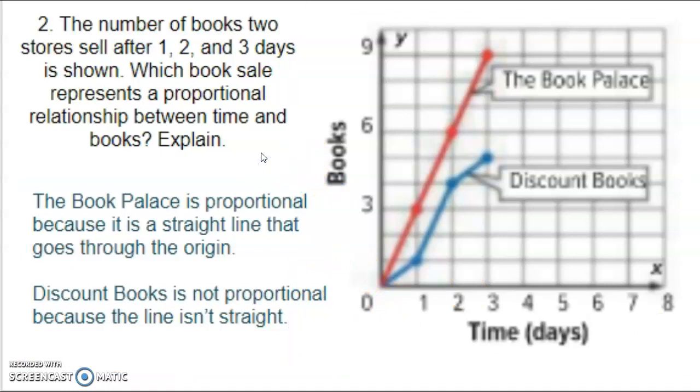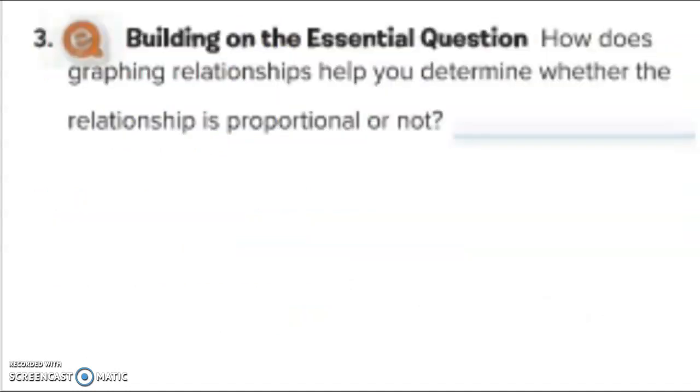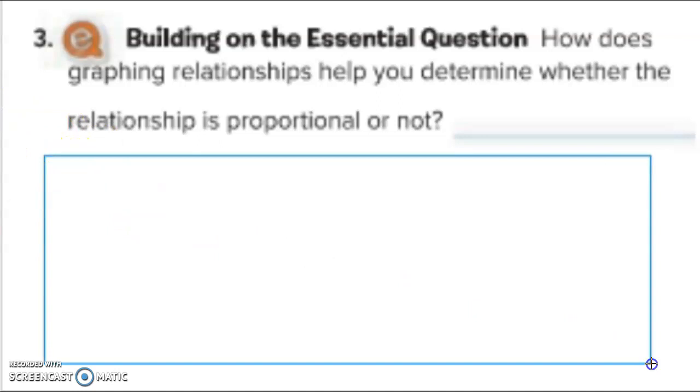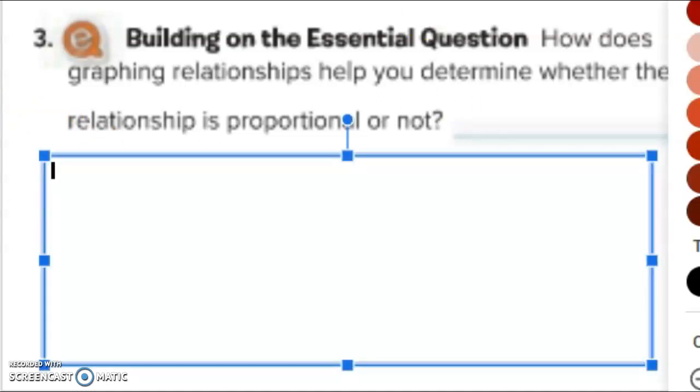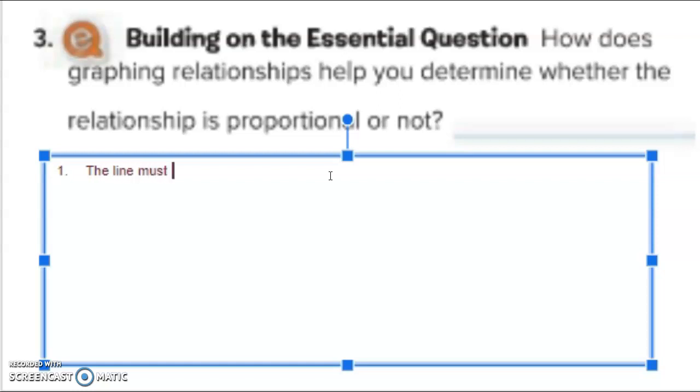Like I said, this is one of the easiest lessons for people who are visual learners. And question number 3, how does graphing relationships help you determine whether the relationship is proportional or not? Again, this is our cardinal rules, the 2 things we have to look for in graphing coordinates for proportional relationships. So what do we need to look for? We need to say the line must be straight. And number 2, the line must go through the origin.